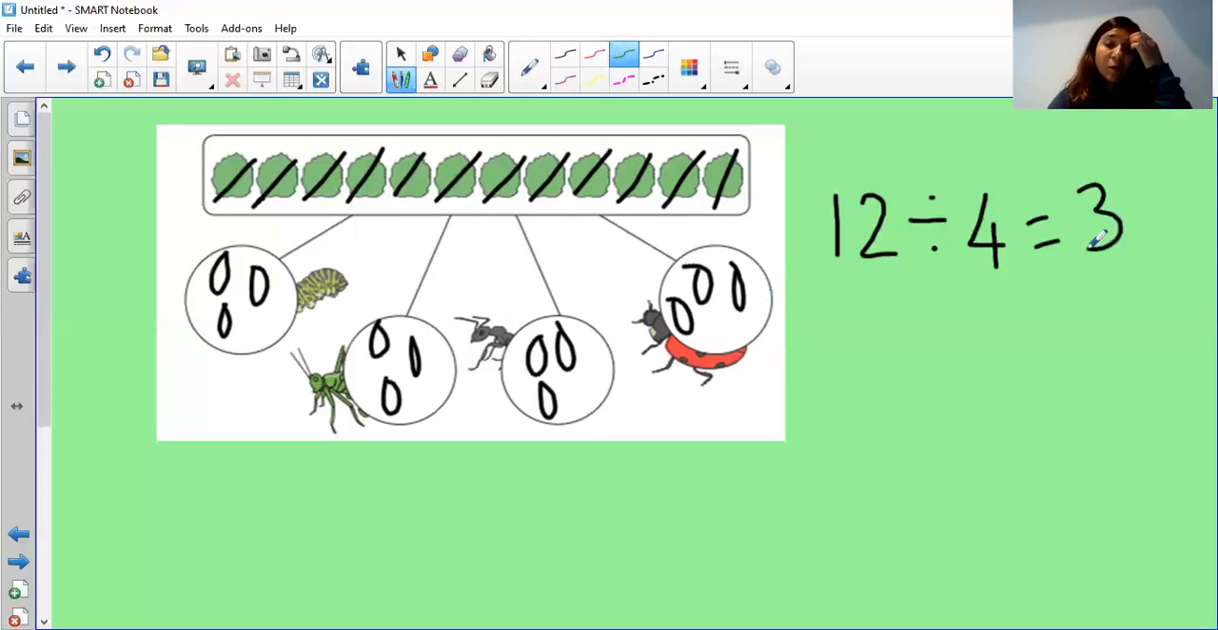So you have some questions like this, and it's up to you. You can draw your leaves in the circles, or you can cut the leaves out and stick them with the insects. If you don't have access to a printer and you can't print the sheet out, that is okay. Just draw the leaves and write the number sentences. That will be enough.